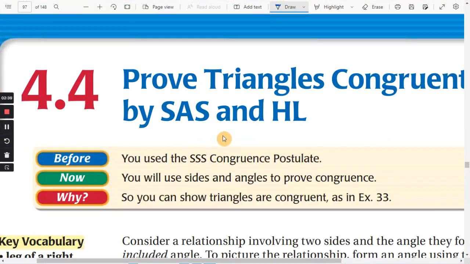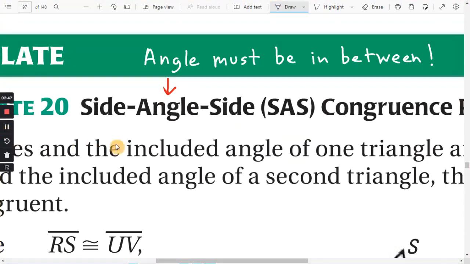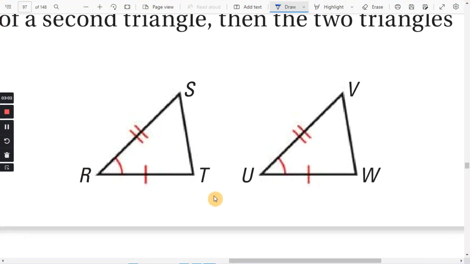Next up, prove triangles congruent. We're going to use SAS and HL. So for side angle side, or SAS, the angle must be in between the 2 congruent sides. So it has to be side, angle, side in that order, as you will see. So notice in the diagram, we're going side, and then angle, and then side. The angle is in between the 2 sides that are marked congruent.